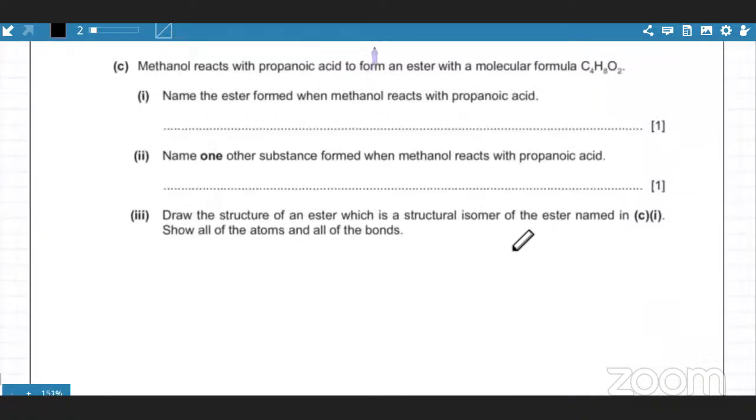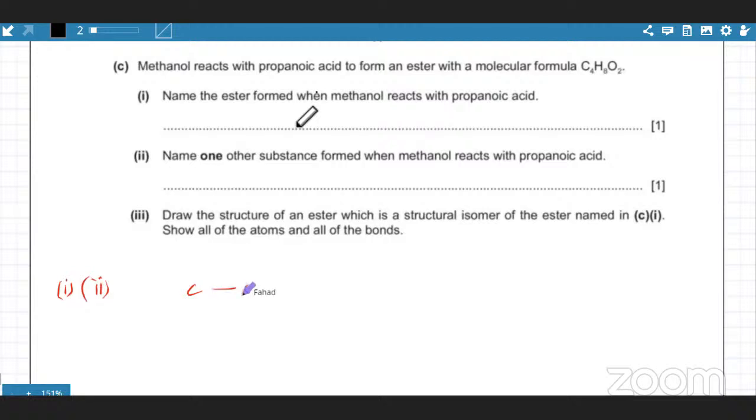Part C states methanol reacts with propanoic acid to form an ester with the molecular formula. You're supposed to name the ester. Name one other substance formed when methanol reacts with propanoic acid and draw the structure of an ester. What I'm going to do is the first 2 parts first. So methanol, this is the space I'm using. It's not for part 3. This is for part 1 and part 2.